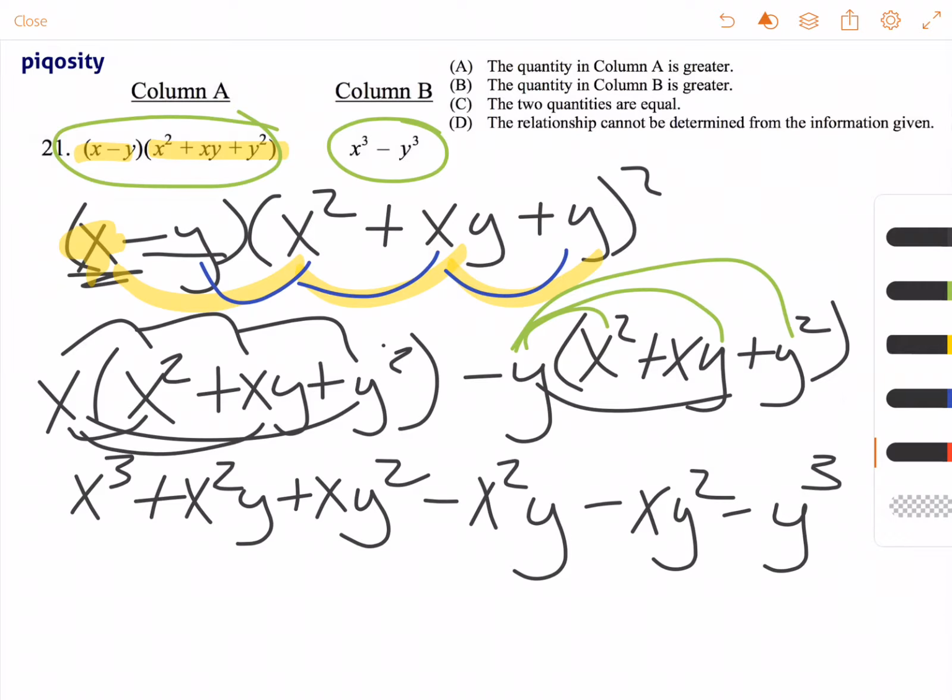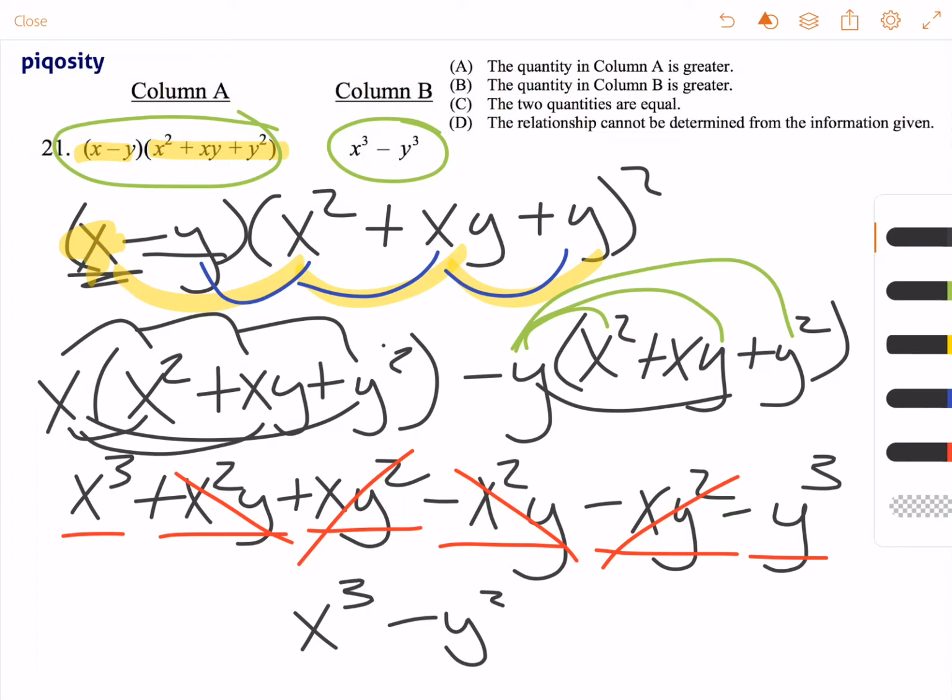Now we can simplify this expression because we have several expressions that are the same. So x cubed is all we can do, minus y cubed is all we can do. And you may be seeing where this is going at this point. But we have a positive x squared y and a negative x squared y. So because of that fact, these cancel out. Then we have a positive xy squared and a negative xy squared. Those cancel each other out. So we're left with x cubed minus y cubed. And because that's the same thing as column B, our answer is C.